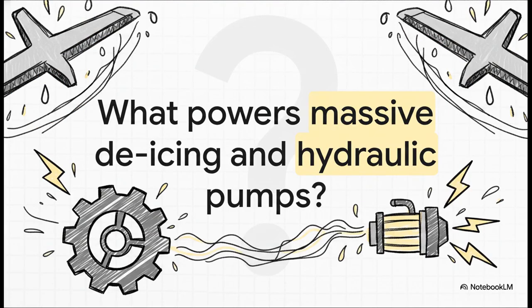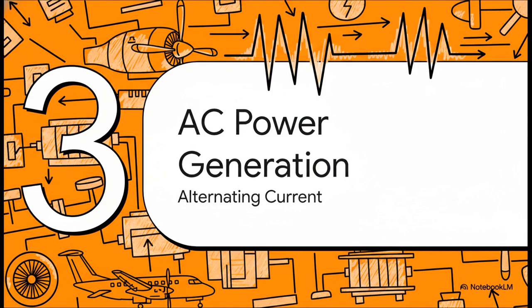So, we've thoroughly covered DC power. But what about the heavy lifters? What powers the massive de-icing heaters and the standby hydraulic pumps? Because the Q400 definitely needs something much heavier for its biggest loads. That brings us right into Section 3, AC power generation.